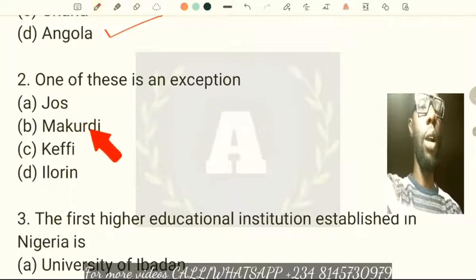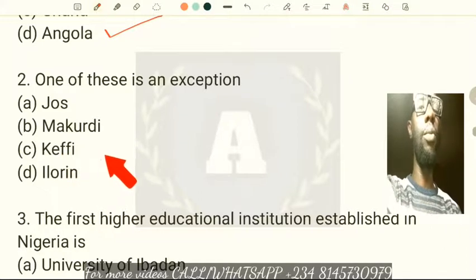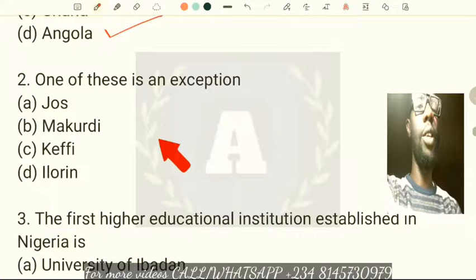Jos, we have Makurdi, Kefi, Ilorin. Now we know that Jos is actually the capital of Plateau. Then Makurdi is actually the capital of Benue. Then Ilorin actually is the capital of Kwara. Now we don't have a state in Nigeria that has the capital Kefi. So therefore Kefi is the exception to the options.